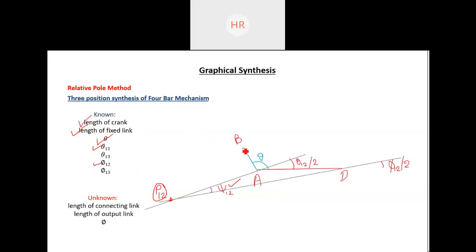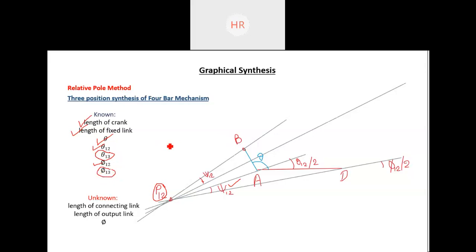Okay, so at an angle theta we will locate point B. The length of crank will be utilized over here. And with the same procedure as we followed in two position synthesis, we will first join B and P12, and from that line at an angle zeta 1 2 we will draw another line. Okay. So this much procedure is the same as two position synthesis. So now what quantity is left unused? Theta 13 and phi 13. So we will utilize it.